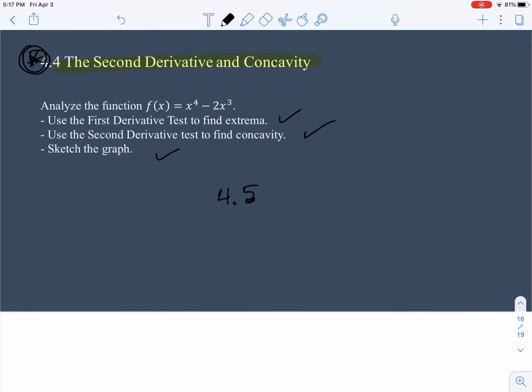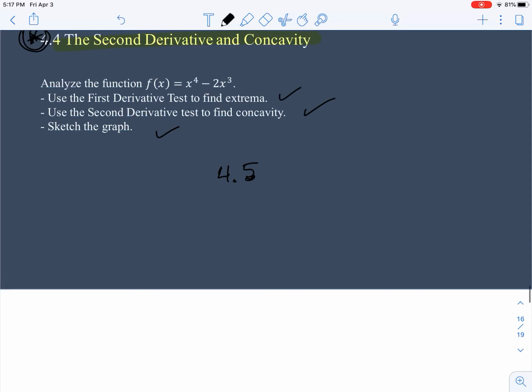Okay, we're going to look at this function. It says to analyze this function f of x. So we're going to actually look at the function itself and get some information. Use the first derivative test to find extrema, where it's increasing and decreasing. Use the second derivative test to find concavity and inflection points, and then we're going to sketch this graph.